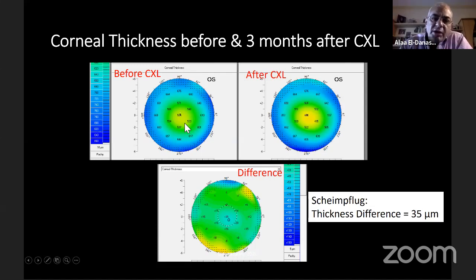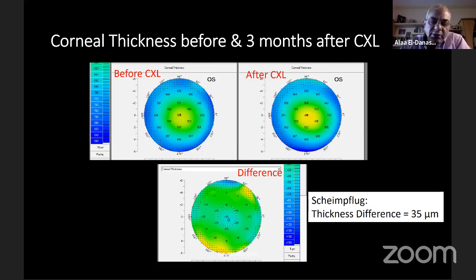This patient had cross-linking. On your left-hand side is the corneal thickness measured with the Scheimpflug before cross-linking. On your right-hand side is the same patient 3 months after cross-linking. And here is the differential map, which shows 35 microns of thinning after cross-linking. Is this strange? No, actually, you find this in almost every publication on cross-linking over the last 10 years. It shows thinning of the cornea after cross-linking, and all of them measured the corneal thickness with the Scheimpflug.